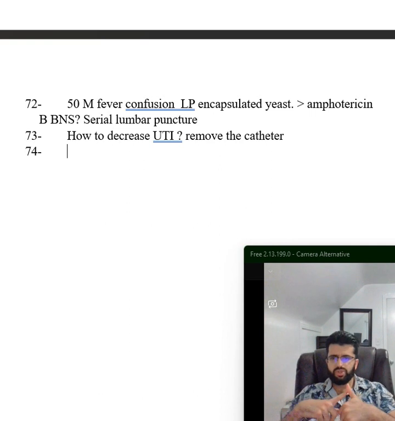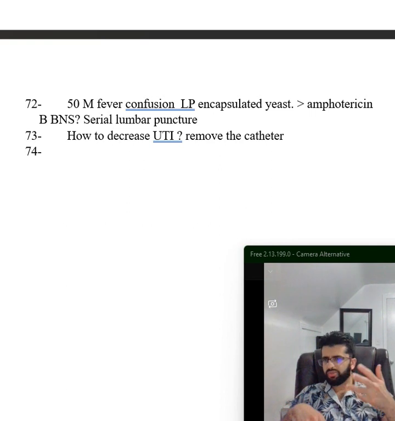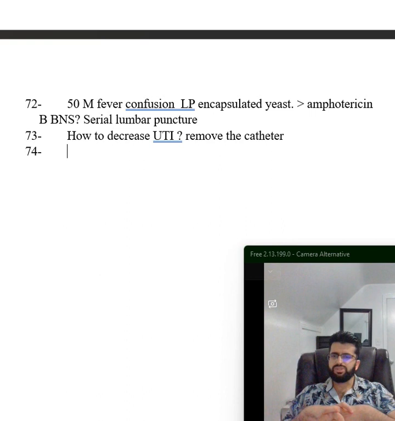Remove the catheter, only use it when indicated. Prompt removal of the catheter if not needed. Use alternatives to the catheter, like a condom catheter for male patients, or diapers. Okay, and you do not routinely need to replace or irrigate the catheters as well.